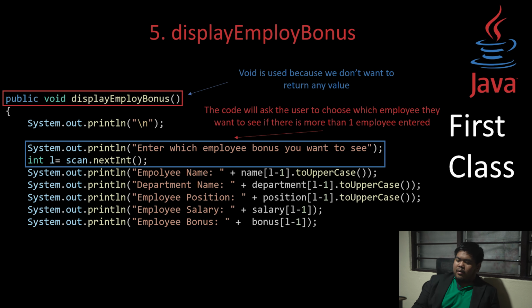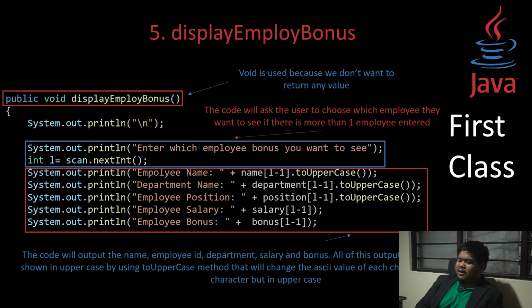The code will output the name, employee ID, department, salary, and bonus. All of the output that is not a number will be shown in uppercase by using the toUpperCase method, which changes the ASCII value of each character to its corresponding uppercase character. Right, let's move on to class 2.